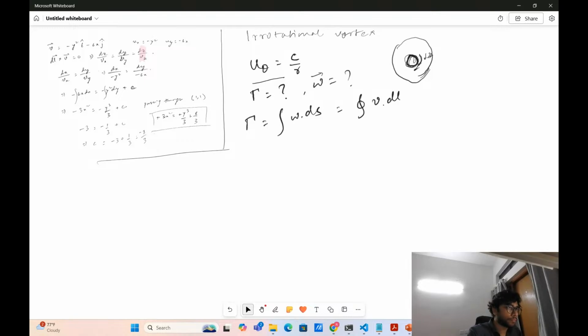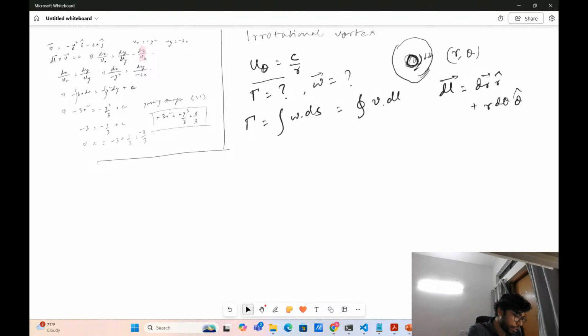Now you are given the theta component. So this is not xyz; we are working in polar coordinates r, theta. So for the theta component, you know that dl is given by dr r hat plus r d theta theta hat. I guess you all know that.